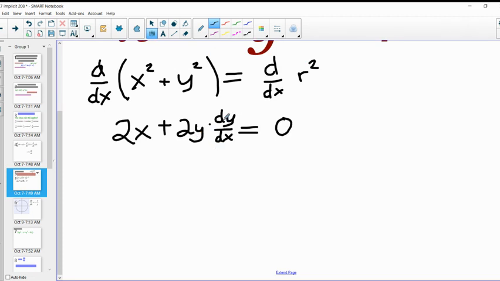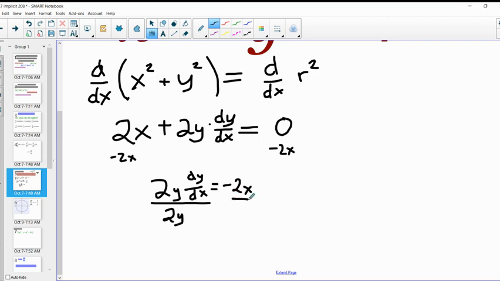So just like if this is a variable that I'm solving for, I'm going to subtract 2x from both sides of this equation. I get 2y dy dx equals negative 2x. And then I'll divide both sides of this equation by 2y to isolate dy dx, to get dy dx all by itself.